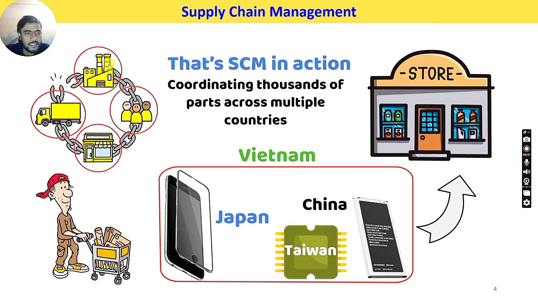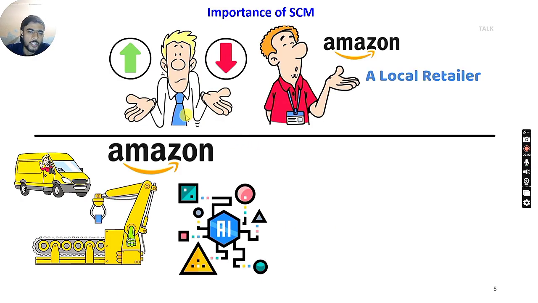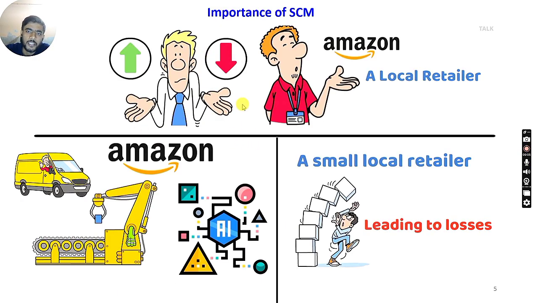And you can see here the plants, then delivery, then the store, and after that we are the end users who get the product. So this is the importance of supply chain management.